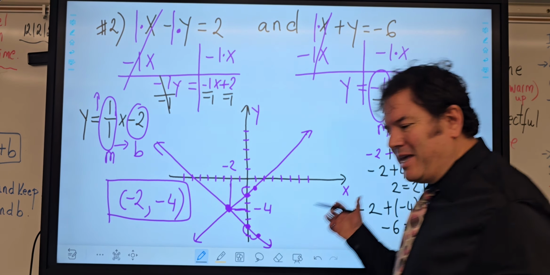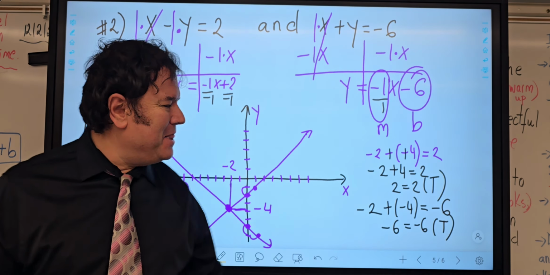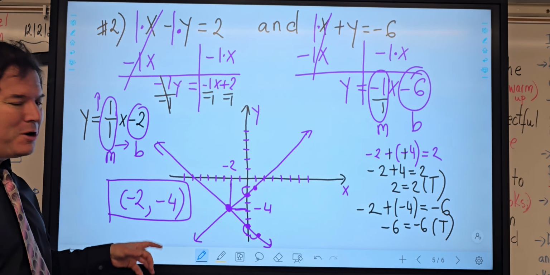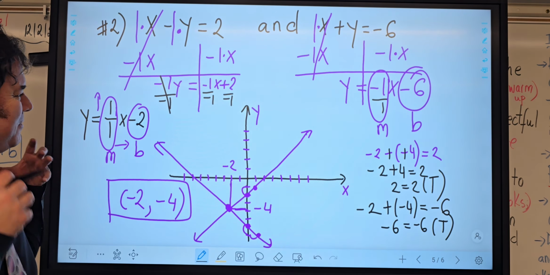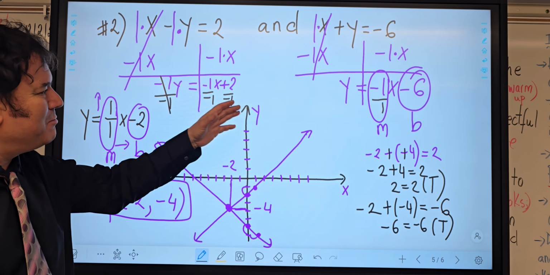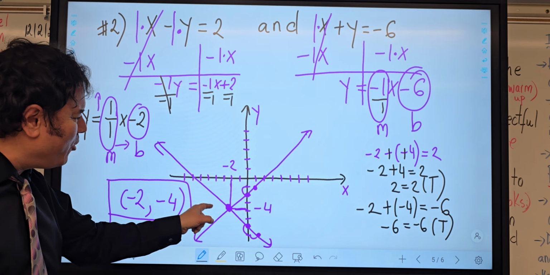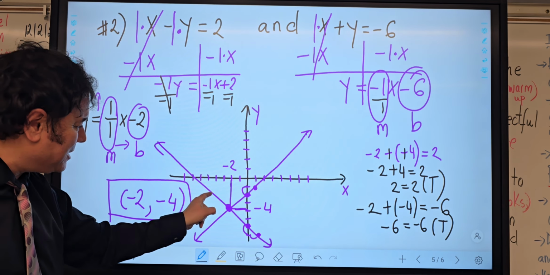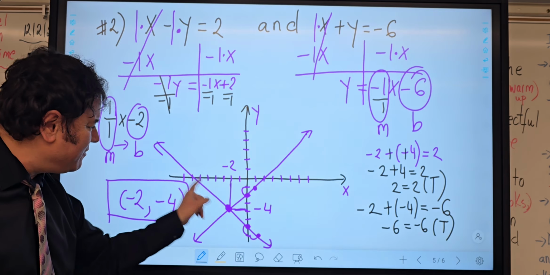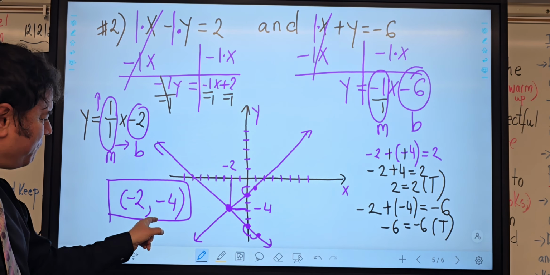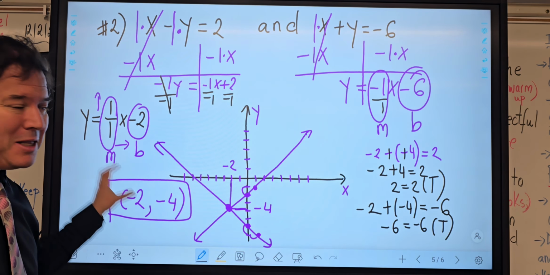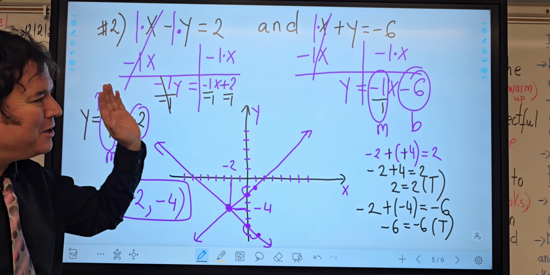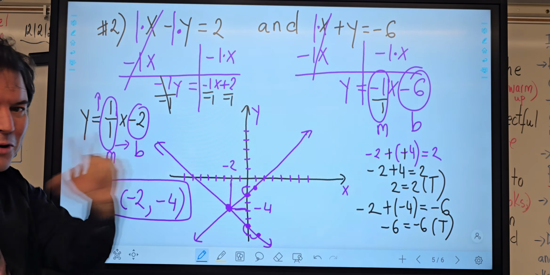So we can say with certainty that negative 2 and negative 4 is the solution for our system of equations, because it's the point where both lines intersected, right? They intersected at that point. And the location of that point is negative 2, negative 4, and that's the solution for our system of equations. One more example.